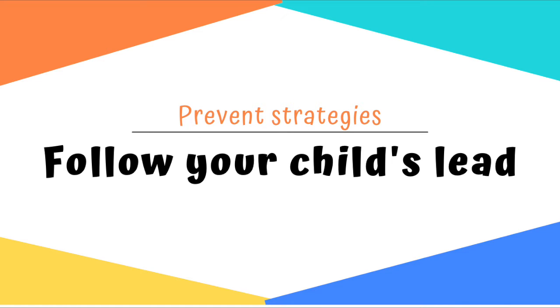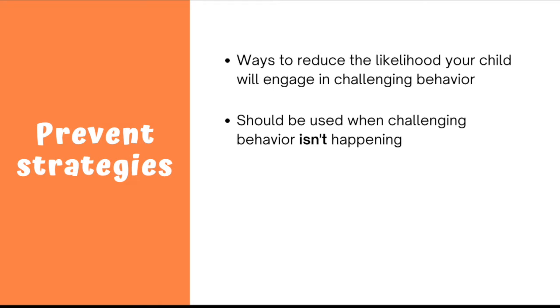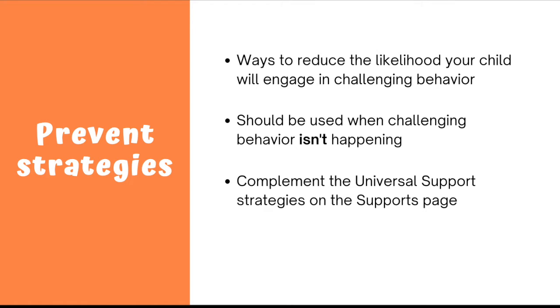This video will walk you through how to practice following your child's lead in play as a way to prevent challenging behaviors. Prevent strategies are things you can do to reduce the likelihood of challenging behavior before it happens. So this means you should practice these strategies when challenging behavior isn't happening yet. They're like an extension of the universal support strategies in the first part of the app, but these are specific to the function of your child's challenging behavior.